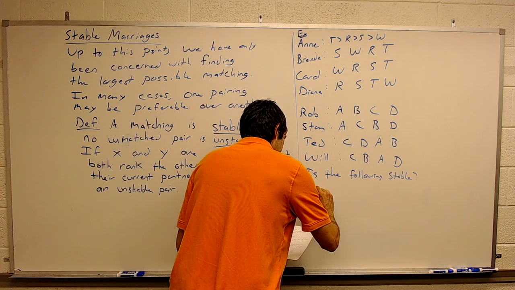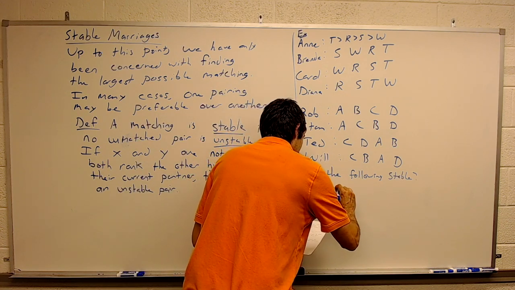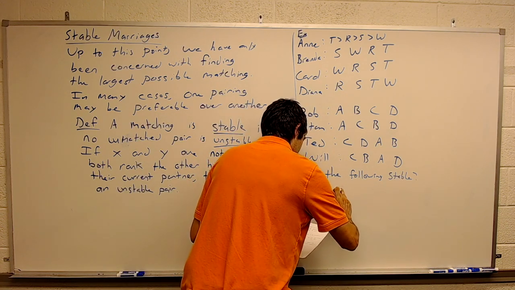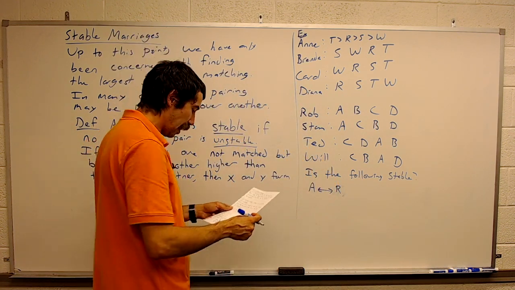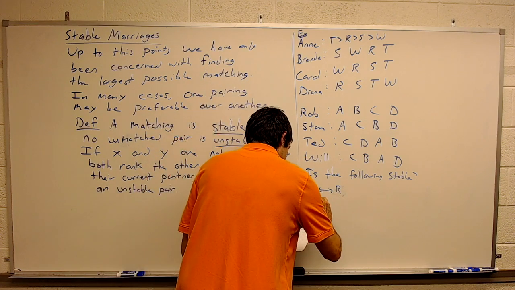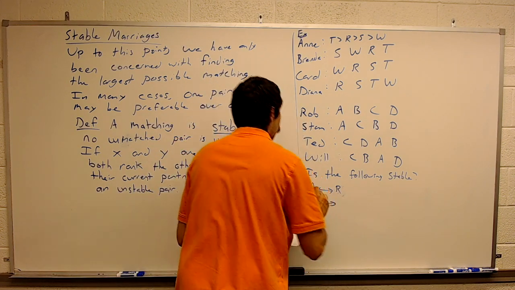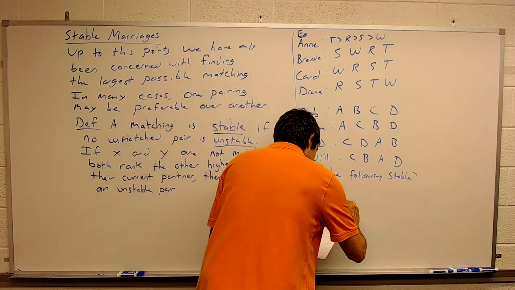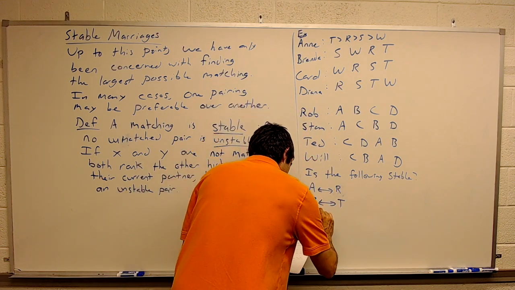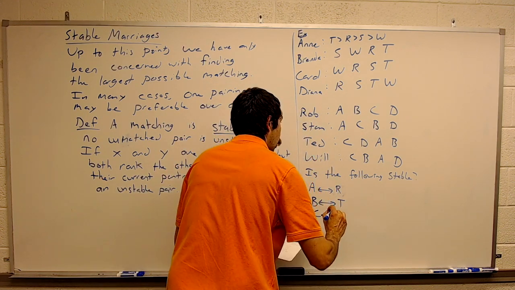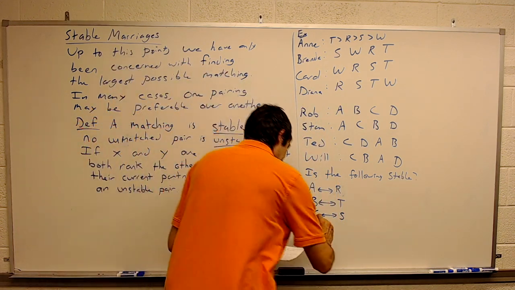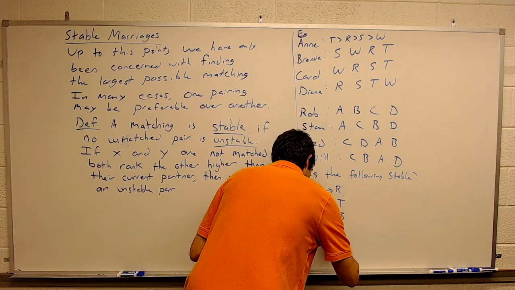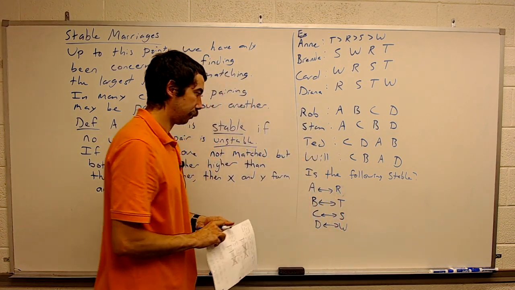All right, and so here is the pairing, or the matching, sorry. Anne with Rob. Brenda with Ted. Carol with Stan. And Diana with Will.